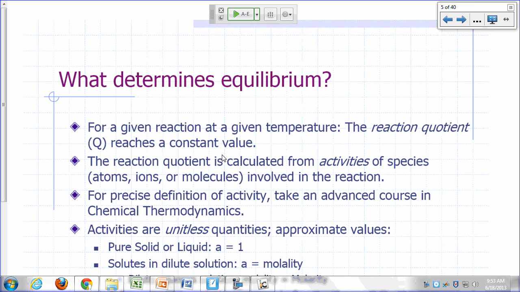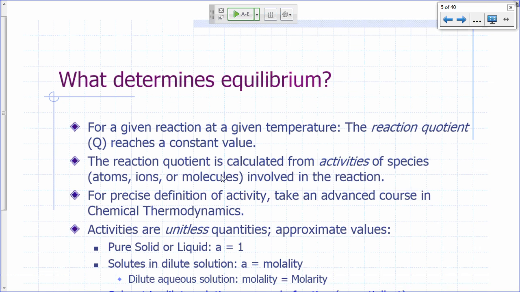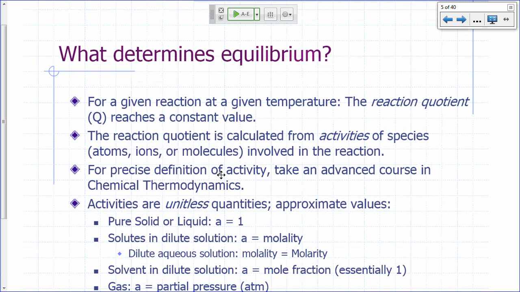All right. What determines equilibrium? For a given reaction at a given temperature, the reaction quotient reaches a constant value. And that reaction quotient Q, we're going to define in just a little bit. You calculate that from what we call activities of the species that are involved in the reaction. A species is our generic term for either an atom, an ion, or a molecule that's involved in a reaction.